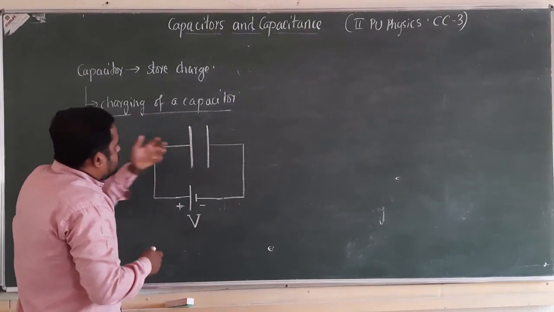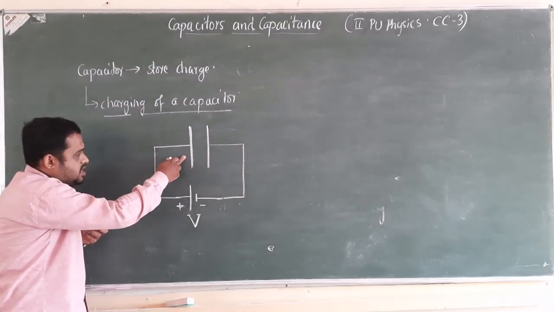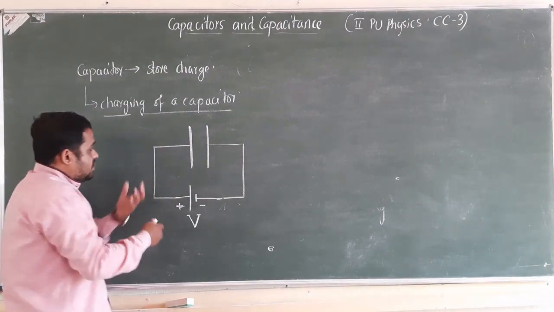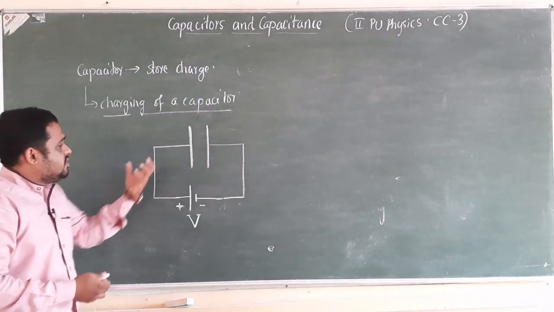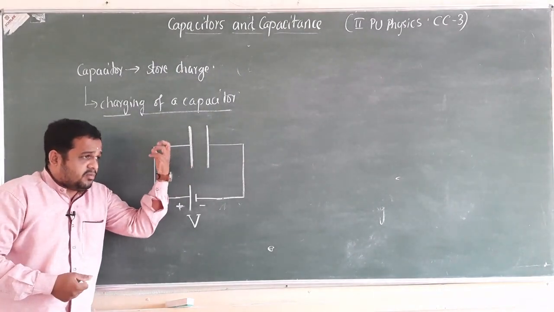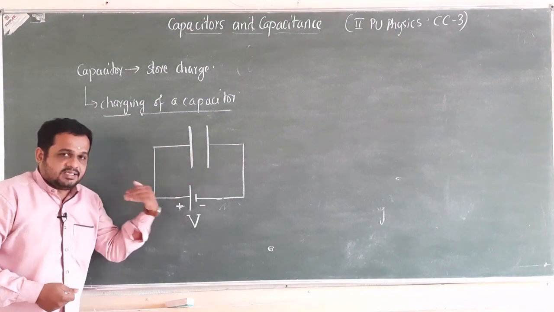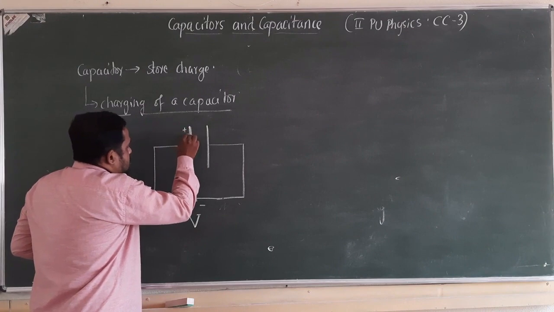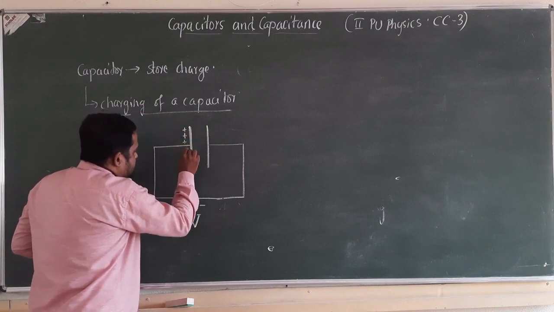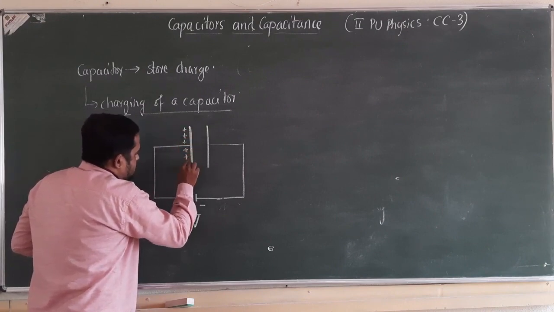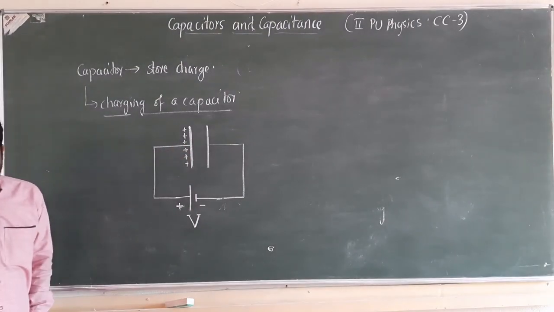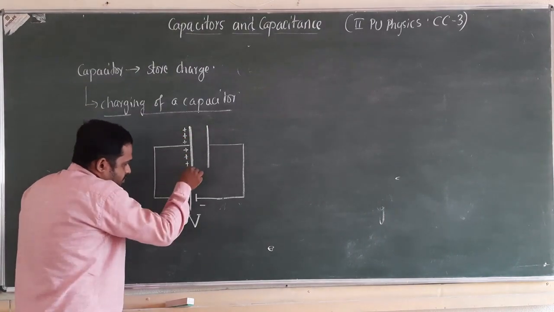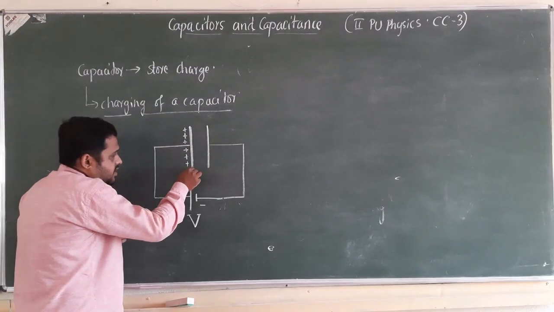When electrons are removed from this uncharged plate, the number of positive charges increases, as the number of negative electrons is removed. Therefore, the amount of negative charge in this plate decreases. As a result of this, slowly this plate becomes positively charged. As time passes, this plate becomes positively charged.